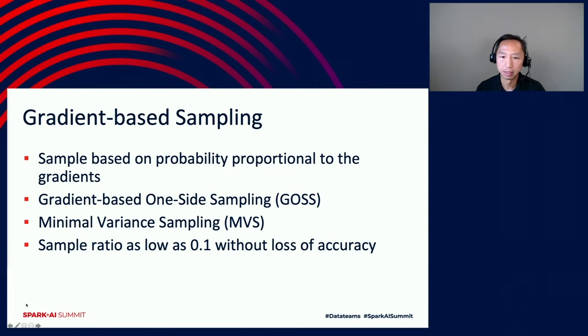So people have tried different approaches. This one is called gradient-based one-side sampling, GOSS. It's used in another library called LightGBM. And more recently, there's a new algorithm called minimum variance sampling, MVS, that was implemented in XGBoost. For this work, we actually implemented MVS inside XGBoost on GPUs. With this type of approach, you can reduce the size of your sample and still get a reasonable accuracy. You can go down maybe as low as just 10% of your data and still get a reasonable model.